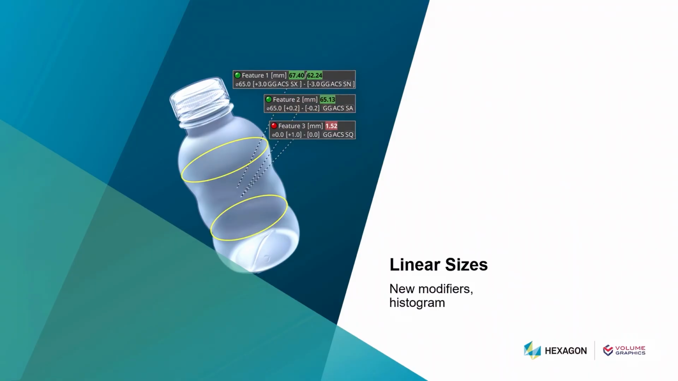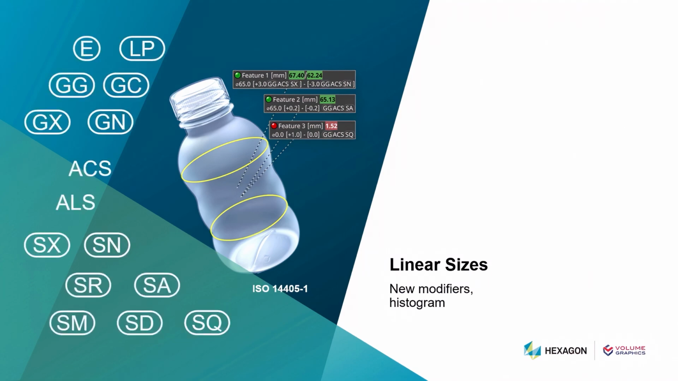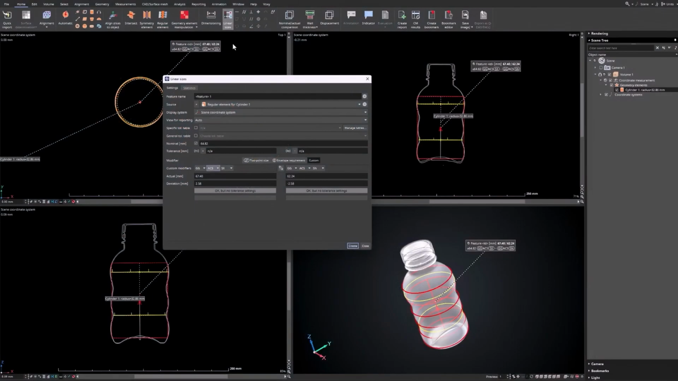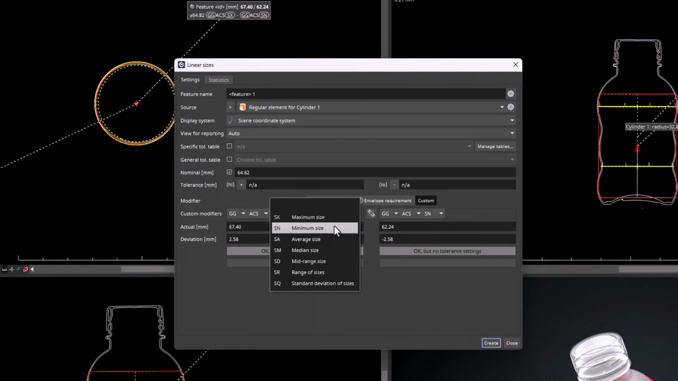Let's kick off this release with the next chapter of linear sizes according to ISO 14405-1. Following their introduction in the previous release, 2024.2 includes more additions to our ever-growing list of supported modifiers. These include ACS and ALS. We've also enhanced our collection of rank order modifiers. In addition to SX and SN, we now have SA, SM, SD, SR, and SQ.